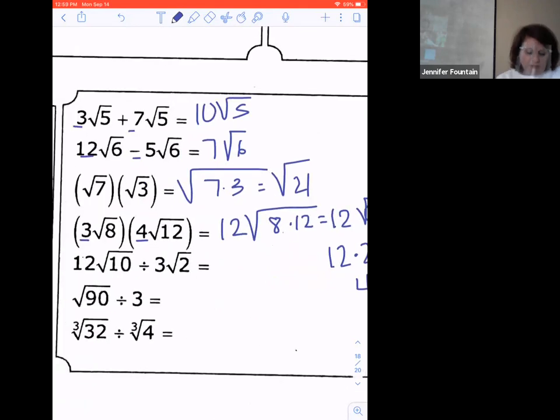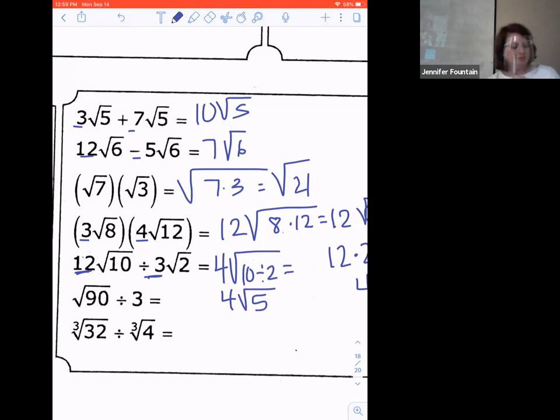All right, now division. Same thing, I can go ahead, and even though my indexes are the same, and that's the only requirement, my radicands do not have to be the same. So here I'm going to divide 12 divided by 3. 12 divided by 3 is 4. Then under my radical, I have 10 divided by 2. Okay, so I'm going to have 4 times the square root of 5. Everybody good with that? Any questions?